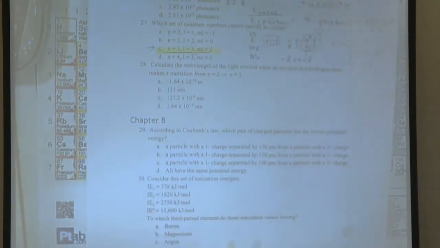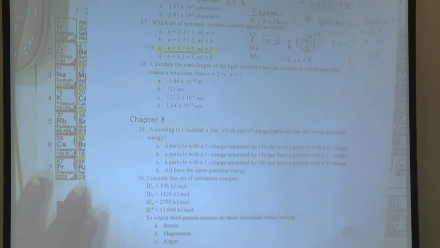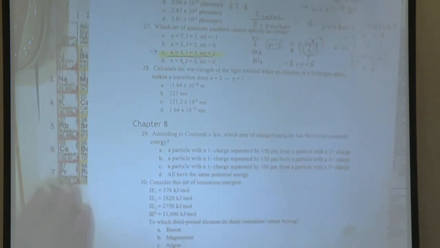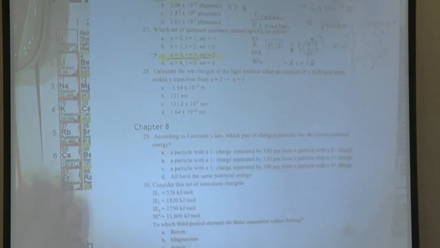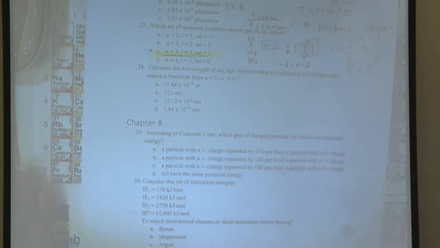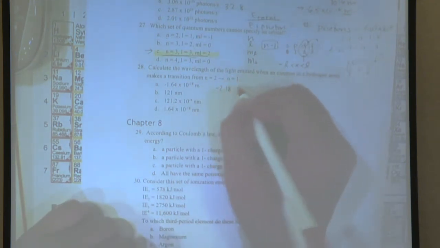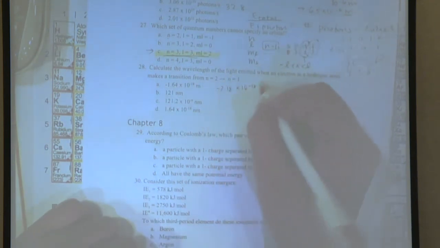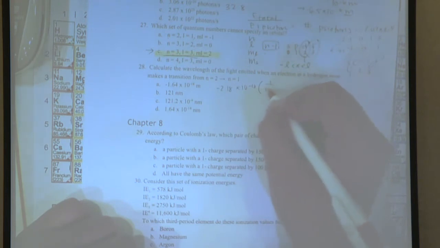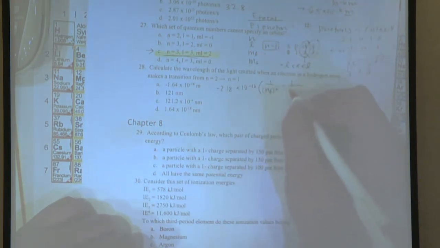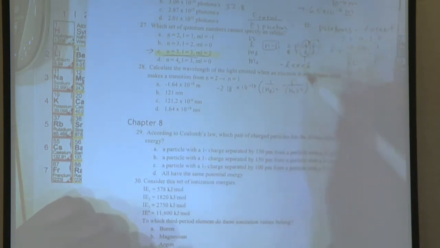28, calculate the wavelength of light emitted when an electron in a hydrogen atom makes the transition from 2 to 1, right? So what it's doing is it's jumping down and thus emitting light. So the equation for this is -2.18 times 10 to the -18th times 1 over n final squared minus 1 over n initial squared, right? And so what is this going to give us?